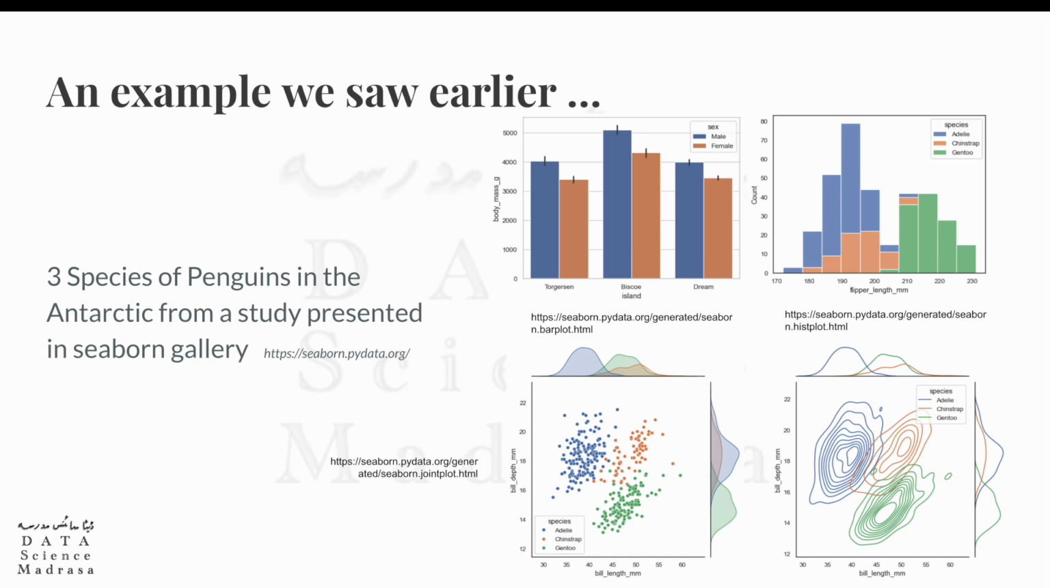So let's take an example we saw earlier in data visualization section 3.2. You remember the 3 species of Antarctic penguins from a study that's presented in the Seaborn Gallery at this link. We saw the bar charts that showed body mass, entire sample across 3 islands, divided by gender. We saw flipper length in millimeters and the distribution for the 3 species of the penguins. We saw 3 clusters which were made by comparing bill length against bill depth in joint plots and with the contour planes as well. So there is a story here, but what is that story, and do these 4 plots adequately depict that story?